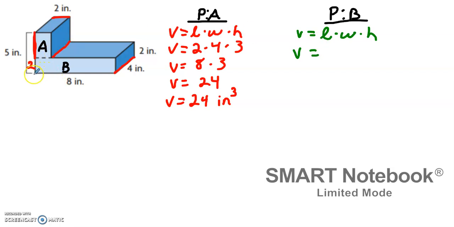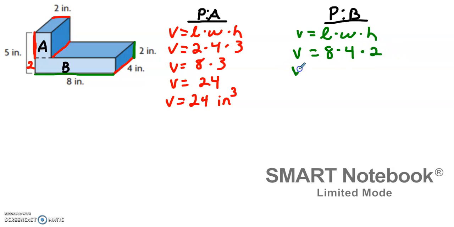My length goes from left to right or right to left. That's this part here. And I'm being told here that that's 8 inches. We already said the width front to back is right here. That's 4 inches. So I know my width is 4. And when we were finding out the height here, we realized that the height for this part is 2 inches. So I put the 2.